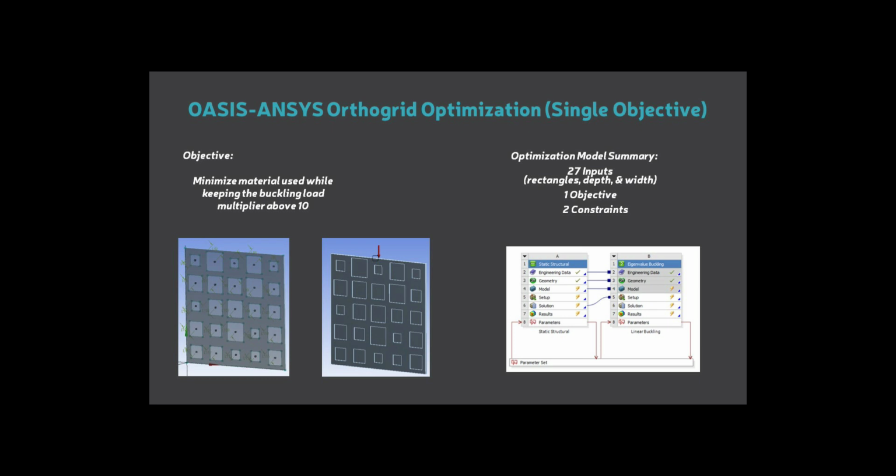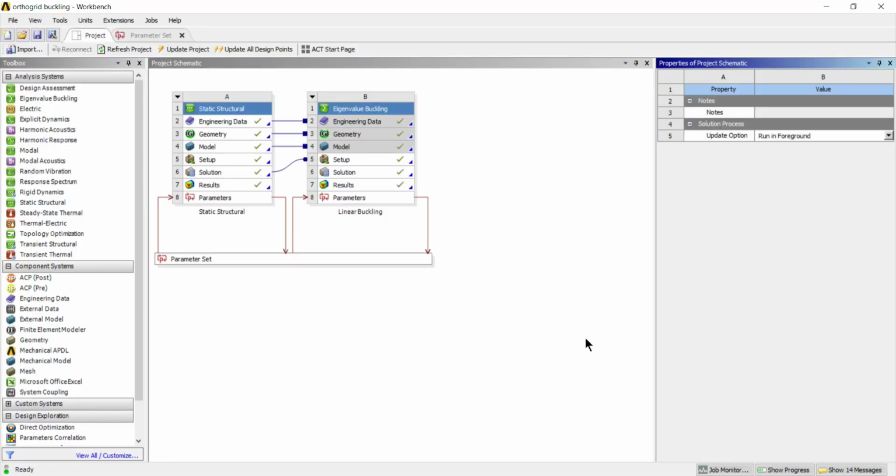To demonstrate integration, we will optimize an Orthogrid, a structural component designed for a part of a spacecraft wall. Our objective will be to minimize the material amount while keeping the buckling load multiplier above 10. For the Orthogrid setup, we have the static structural and buckling analysis.